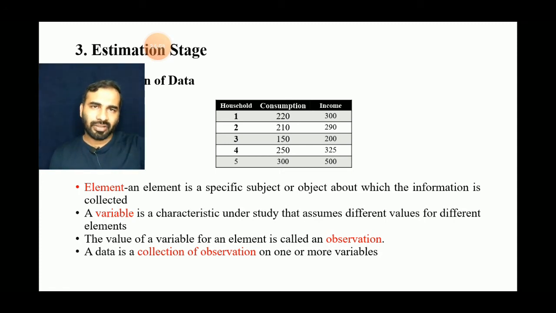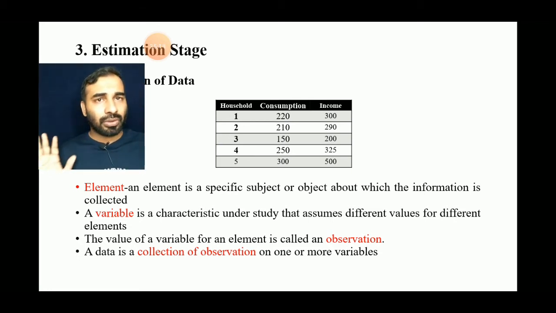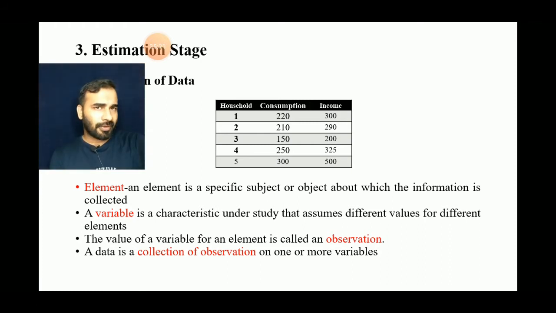A value of a variable is an observation. 220 is an observation. 300 is an observation. Okay? Yes. So the next thing you have to understand is what is data? A series of observations is known as data. Okay? A series of observations for one variable or two variables is known as data. I hope you understood what data is. Clear? Yes.